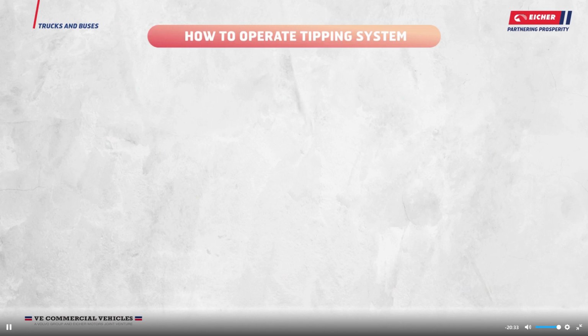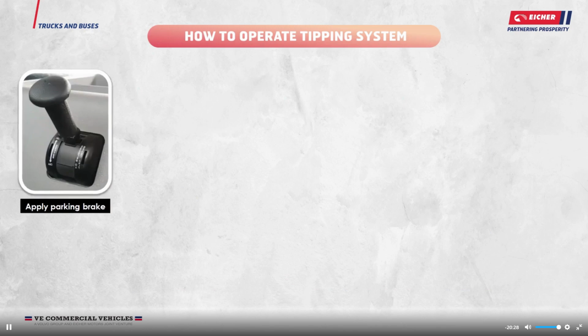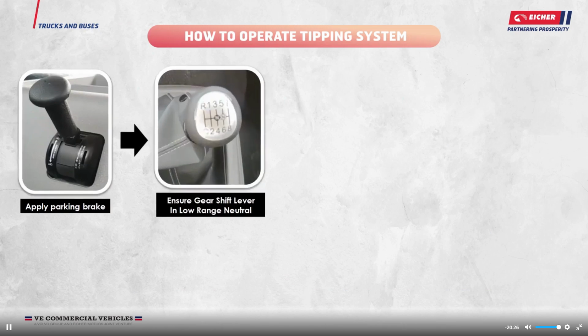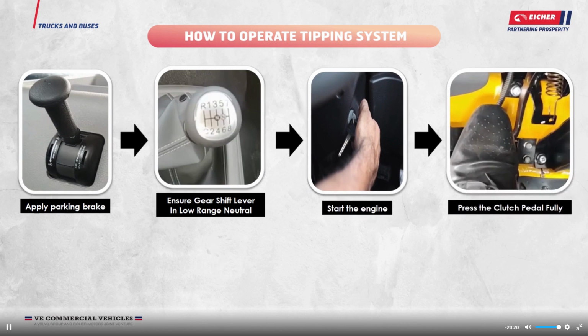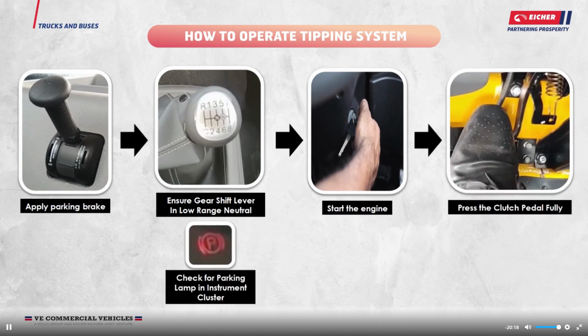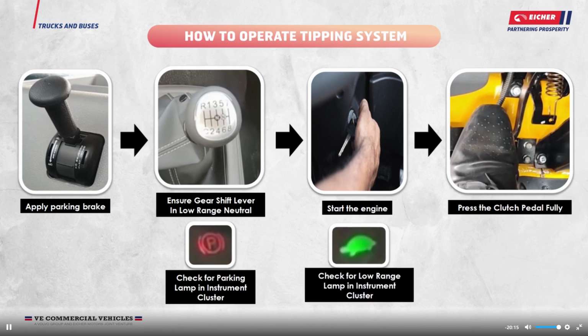How to operate tipping system. To operate the tipping system, first apply the parking brake. Ensure gear shift lever in low range neutral. Now, start the engine. Then, press the clutch pedal fully. Check for parking lamp in instrument cluster. Check for low range lamp in instrument cluster.